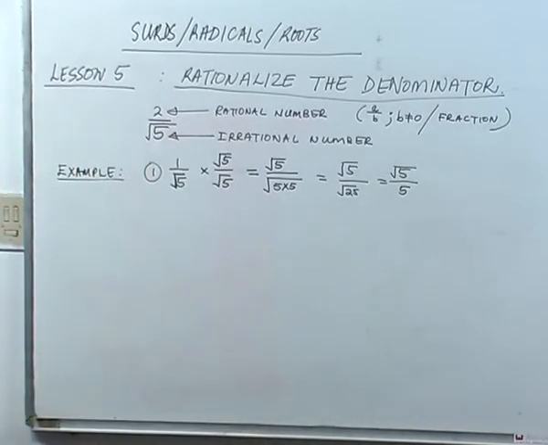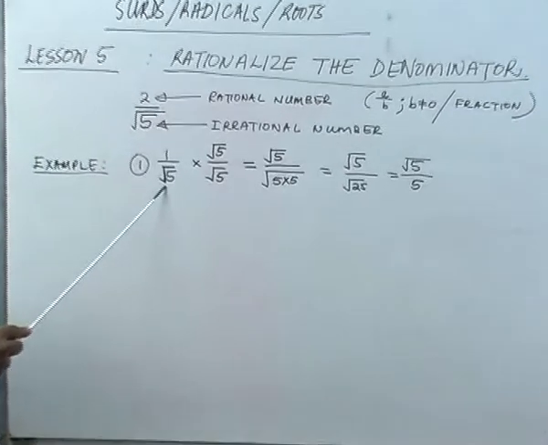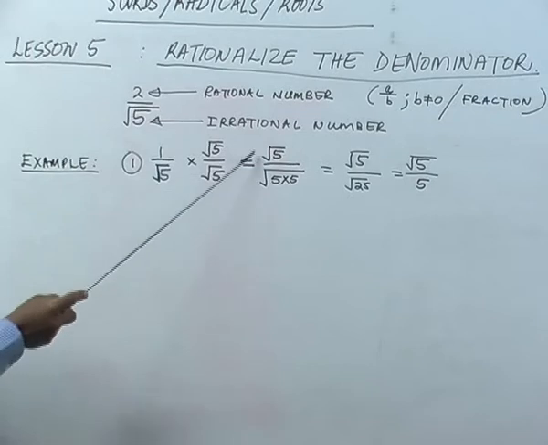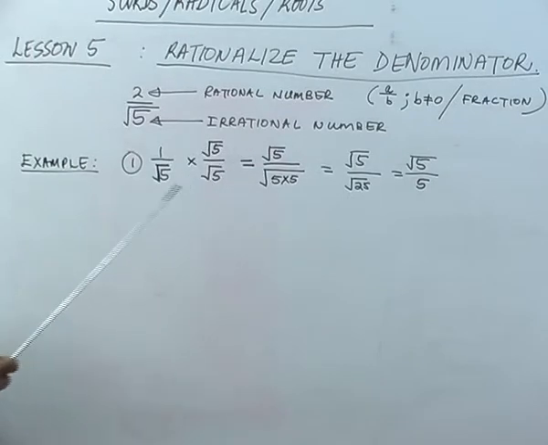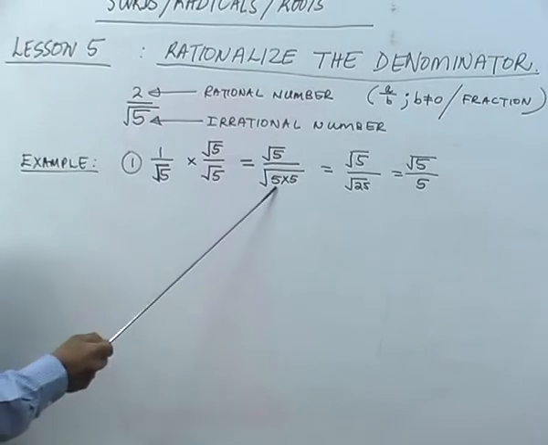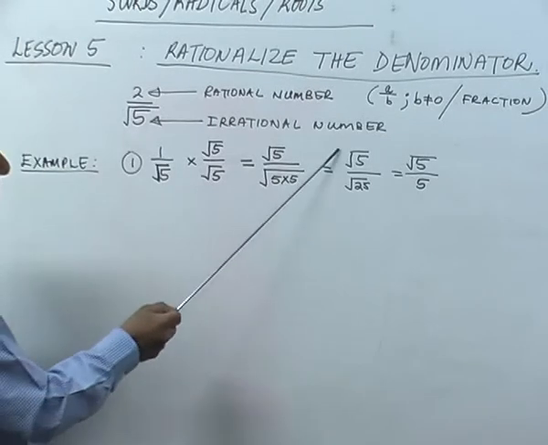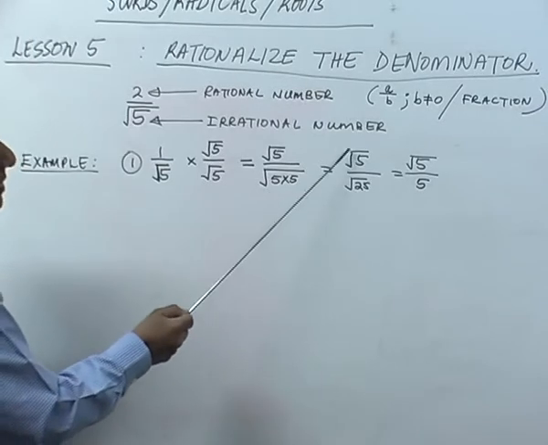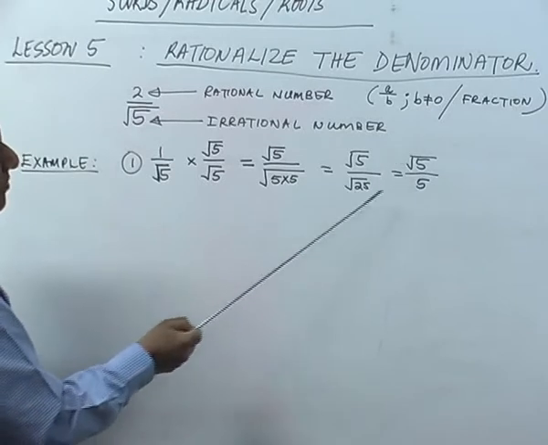So, let's go through that method again. We were given 1 over square root of 5. Because the denominator is square root of 5, we multiply by square root of 5 over square root of 5. 1 times square root of 5 is square root of 5. Square root of 5 times square root of 5 is really the square root of 5 times 5. The numerator is still square root of 5. Square root of 5 times 5 is really square root of 25. That remains the same, but square root of 25 is 5.